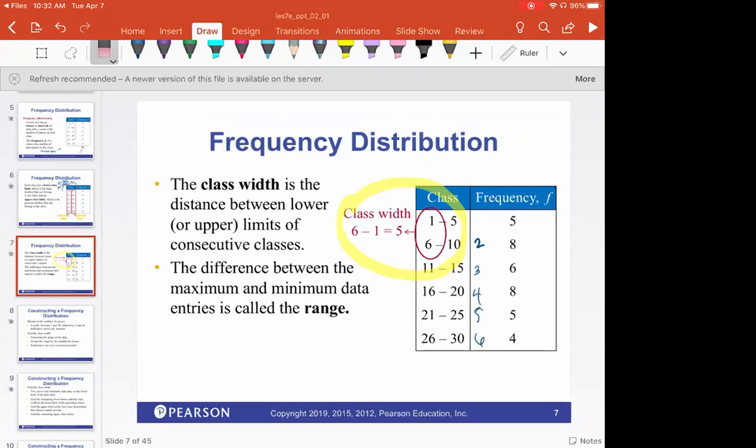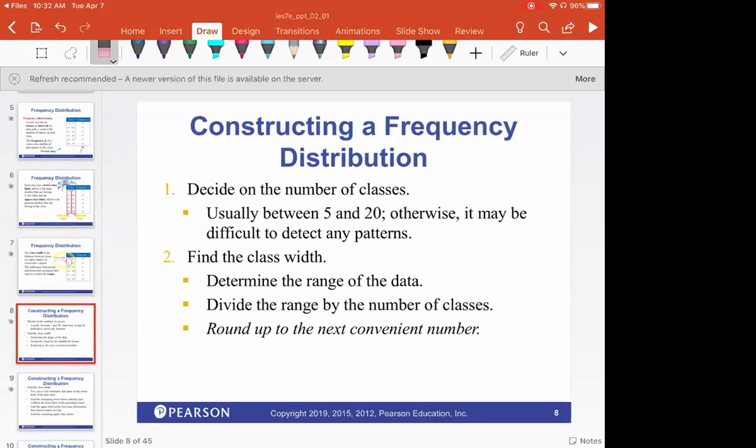Now, there is no limit as to how many you can make, but you don't want to make your class width so big that the information is lost and you can't represent everything. But you don't want to make it so specific, with so many different little tabs, that it doesn't really show what's going on. So you want to find a good healthy medium.